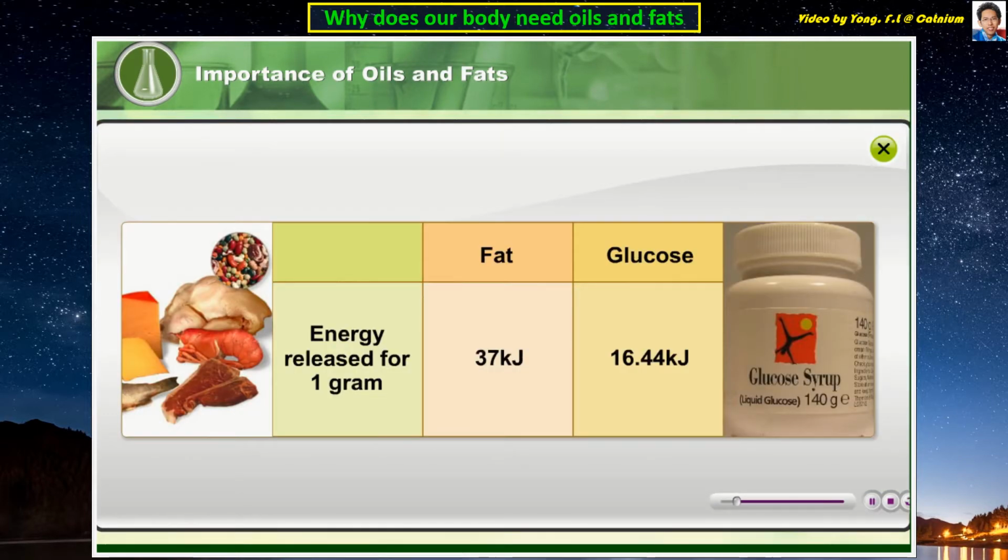Fats are also an important energy source for our body. It yields 37 kilojoules or 9 kilocalories for every gram of fat or oil burnt, whereas a gram of glucose yields only 16.44 kilojoules.